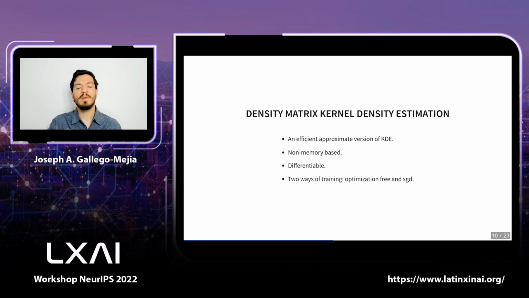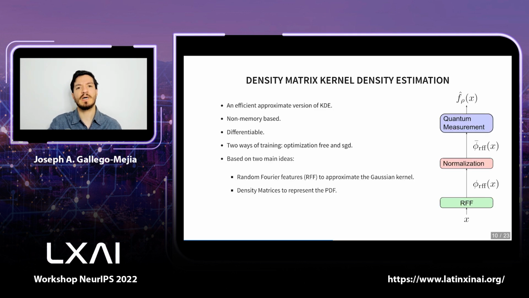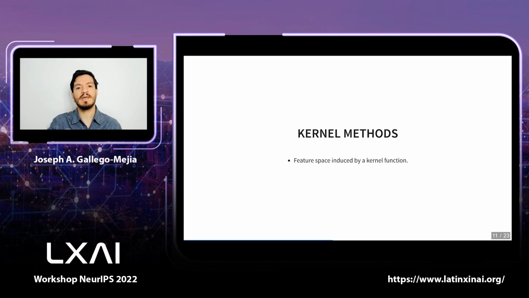We have two main ways of training. One is optimization free, and the other one is a stochastic gradient descent approach. Our method is based on two main ideas. One is the one proposed by Rahimi et al. in 2007, called random Fourier features, to approximate the Gaussian kernel. And the second idea is the density matrices that are used in quantum mechanics.